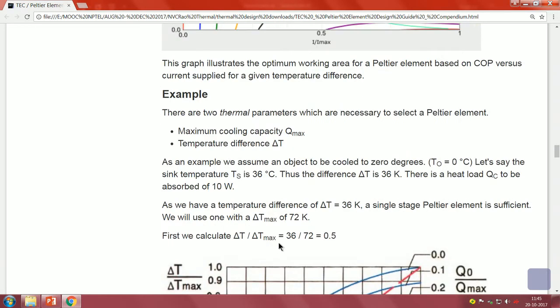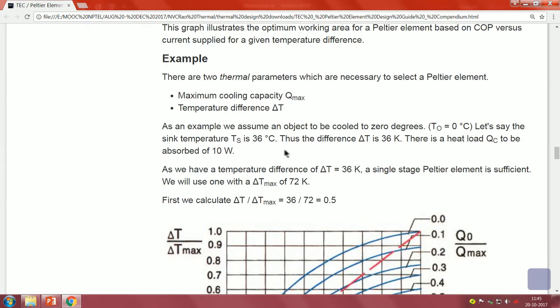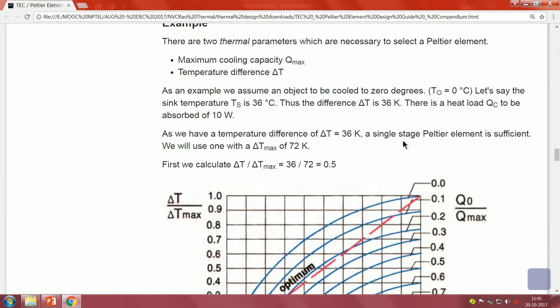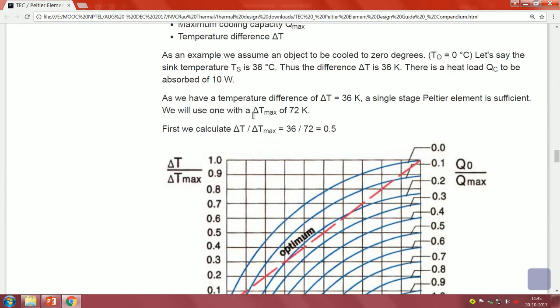Two thermal parameters are necessary to select a peltier element: maximum cooling and temperature. For example, we assume an object to be cooled to 0 degrees. Let us say the sink temperature is 36 degrees centigrade. The difference is 36. There is a heat load to be absorbed of 10 watts. You see, these are very practical cases. As we have a temperature difference of 36 K, a single stage peltier element is sufficient. We calculate delta T over delta T maximum: 36 by 72 is around 0.5.